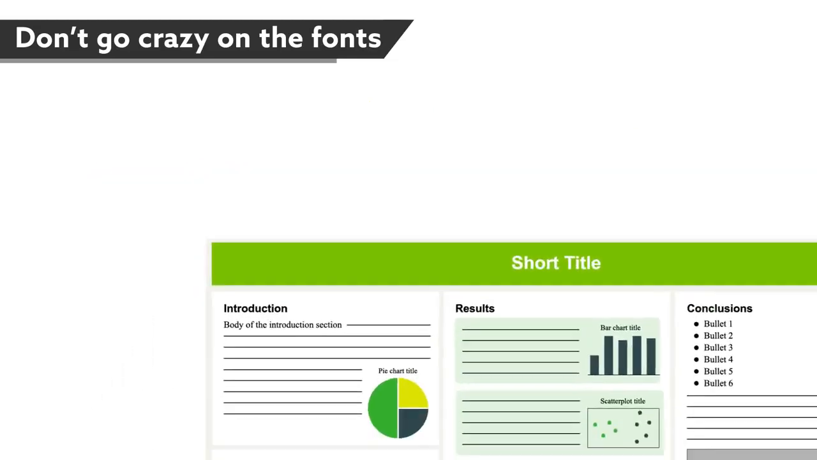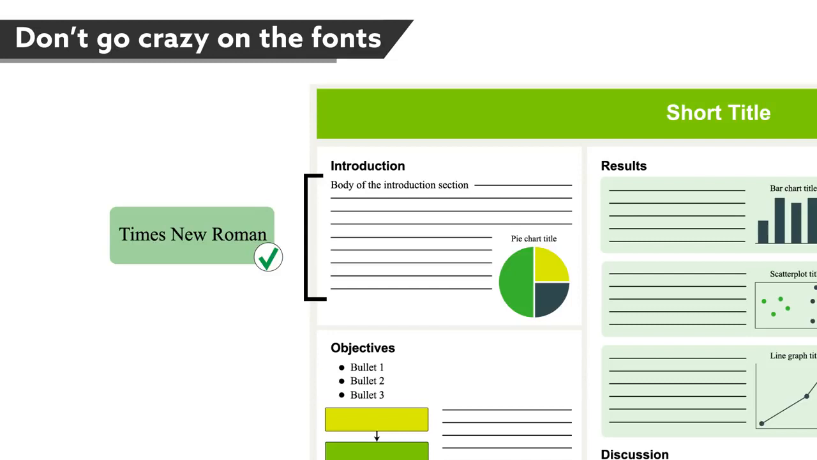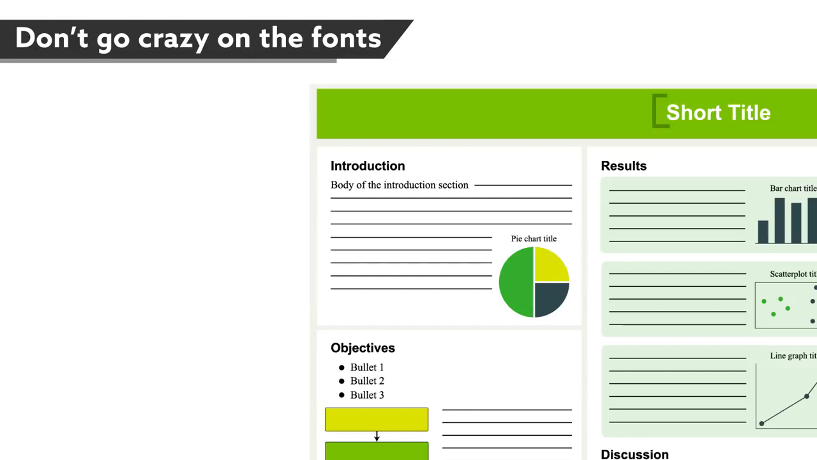For your body text, it's usually a good idea to choose a serif font. Those are the ones with the extra strokes at the end of letters, like Times New Roman, which are easier to read when small. For titles and headings, pick a non-serif or sans serif font such as Arial or Helvetica.